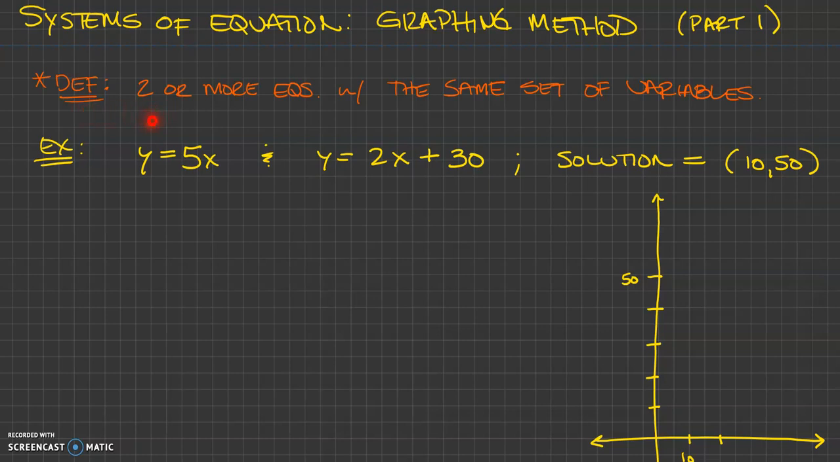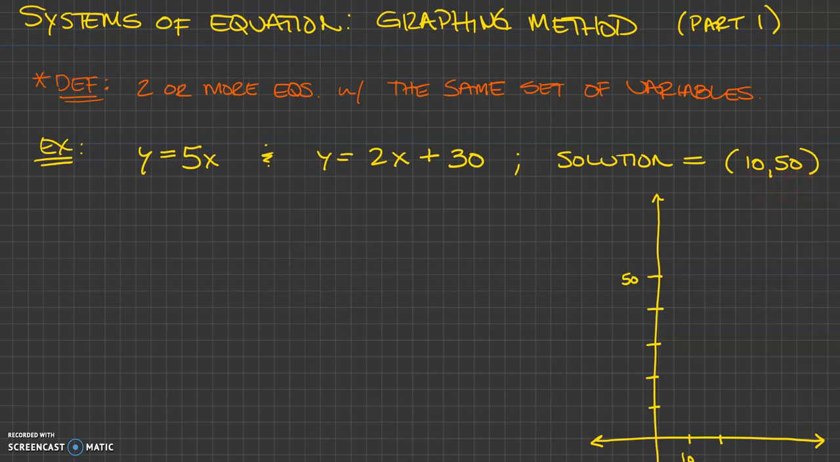What's a system of equations? It's two or more equations with the same set of variables. And so here we have two equations. We have y equals 5x and y equals 2x plus 30. Now when we talk about a system of equations, the solution, and I've given you the solution here, it's 10 in the x and 50 in the y. So this is a coordinate point.